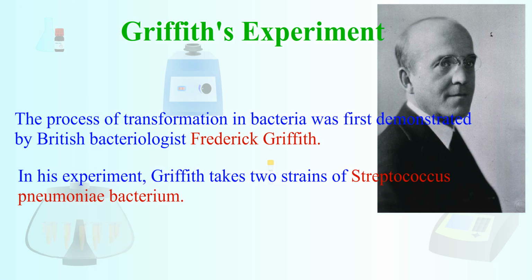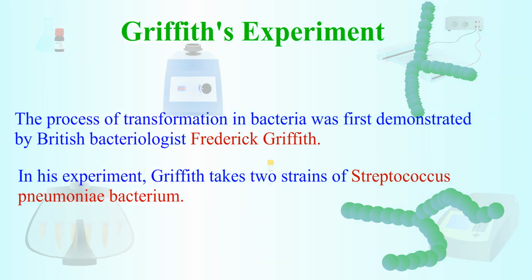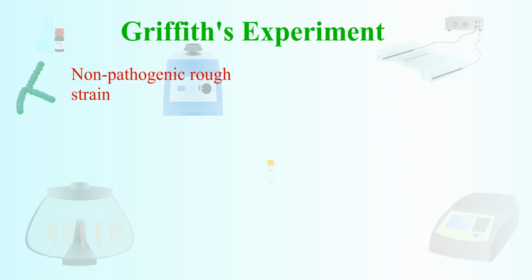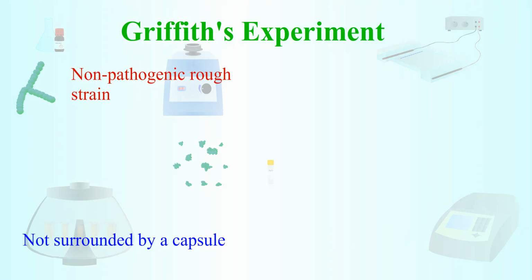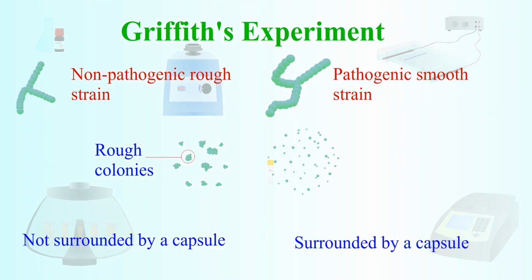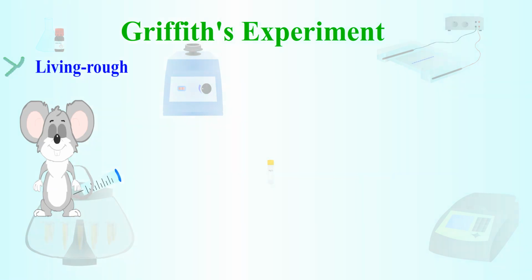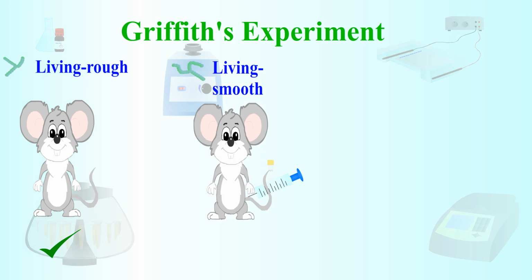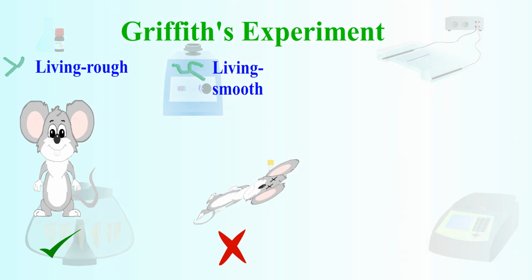In his experiment, Griffith takes two strains of Streptococcus pneumoniae bacterium: the non-pathogenic rough strain, which is not surrounded by a capsule, hence appeared as rough colonies, and the pathogenic smooth strain. They have a capsule and appear as smooth colonies in the nutrient agar plate. Griffith injected living rough strain into the mice, and the mice lived. Hence, he injected the smooth strain of Streptococcus pneumoniae into another mouse. Within a few days, the mice died due to pneumonia.